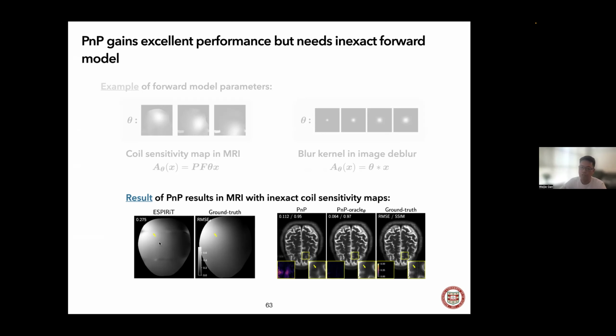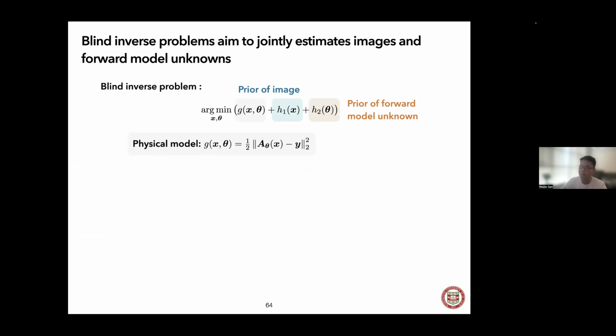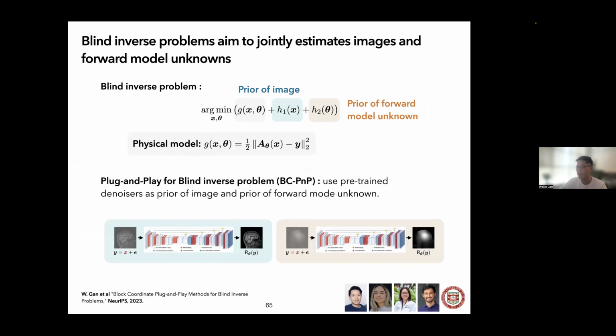So if we don't know the exact theta in the forward model, how are we going to solve the inverse problem? The idea is called blind inverse problems. It basically aims to jointly estimate images and the forward model unknowns. So you just need to put theta as another variable you need to optimize in the problem, and you reformulate the data fidelity term, the G here, and you add another prior for the forward model unknown. For this blind inverse problem, we had a paper last year at NeurIPS. It's called block coordinate plug-and-play method for blind inverse problems.